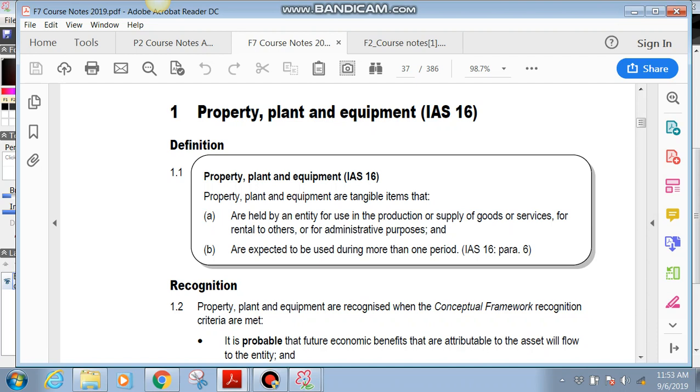Now in all these standards, there are 5 main areas that you need to be comfortable with to enable you to pass the exam. The first is the definition. How is this standard defined according to the standard? The next is recognition. Then you've got measurement. Then you've got disclosure. So start with the definition of a PPE.